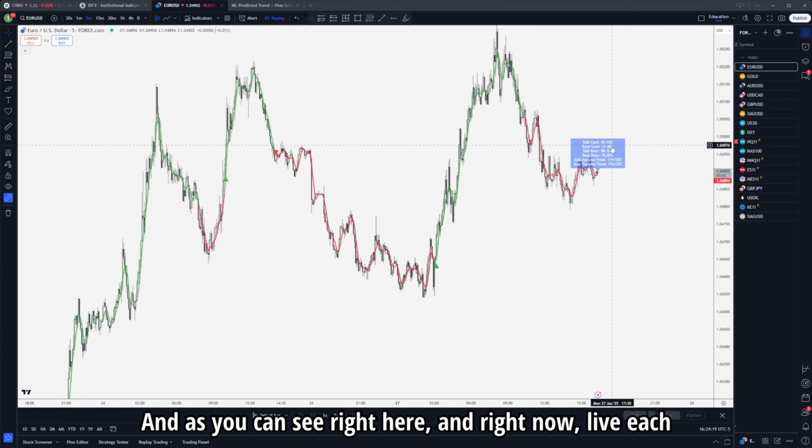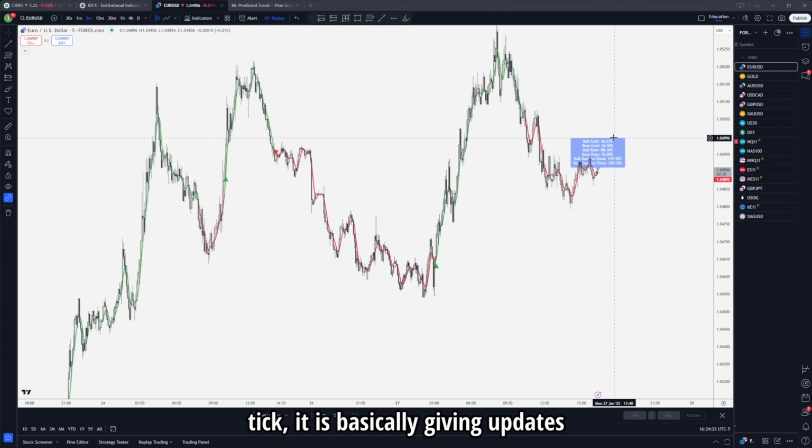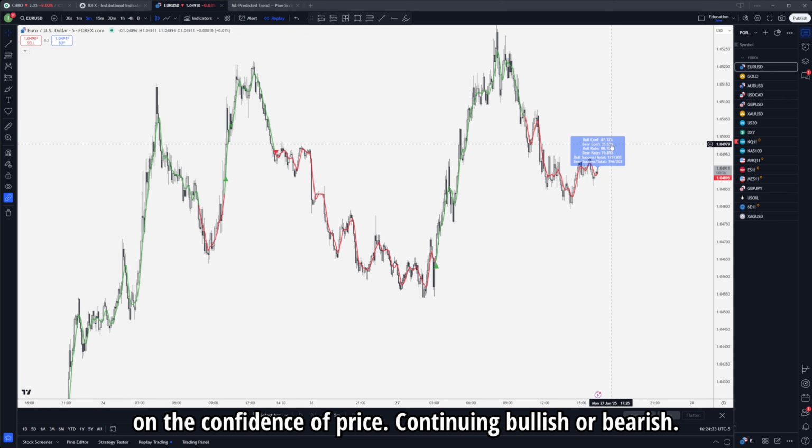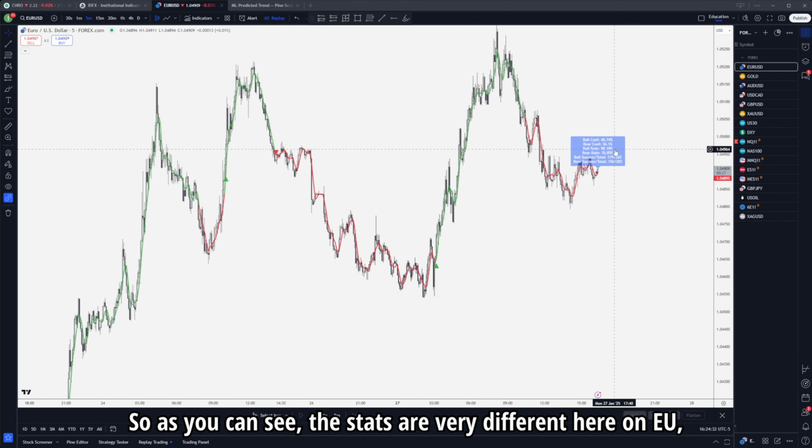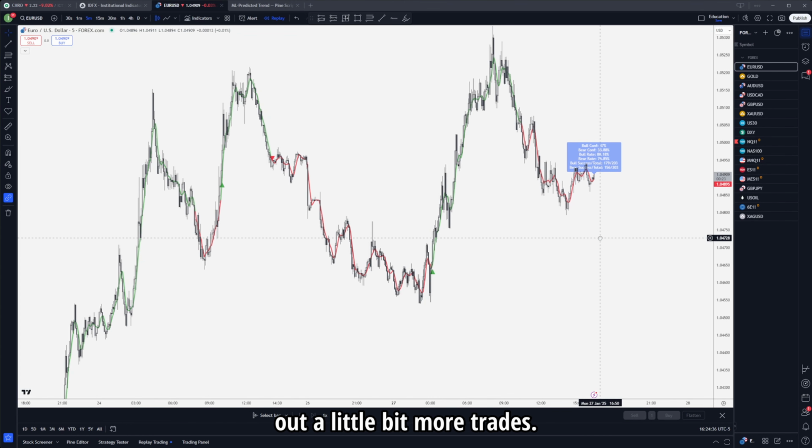And as you can see right here and right now live, each tick, it is basically giving updates on the confidence of price continuing bullish or bearish. And it will also show you the stats. So as you can see, the stats are very different here on EU, and it even managed to squeeze out a little bit more trades.